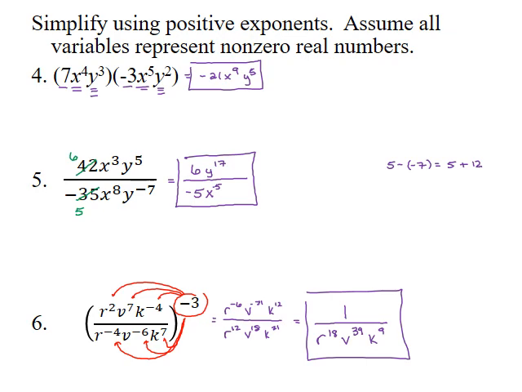Now on that last one, you didn't have to go in the order that I did. I just chose that's the way that I first recognized it. So you could have easily simplified the inside of your parentheses first and then applied your negative 3. That's completely up to you in this case. Either way is fine.